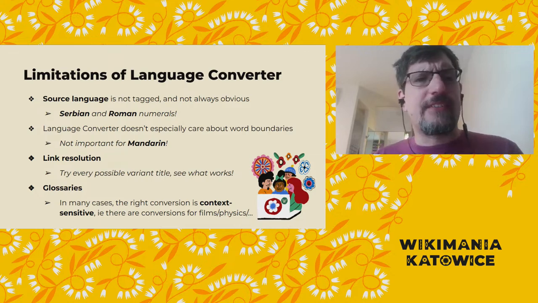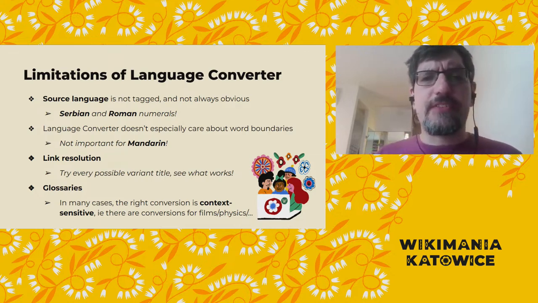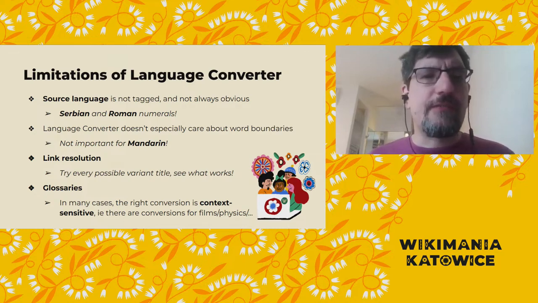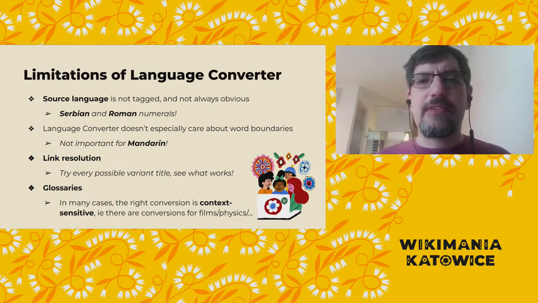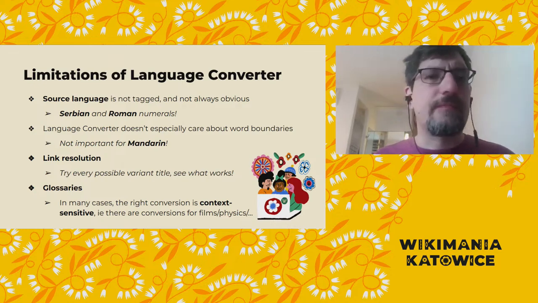And finally, a glossary is a collection of language converter rules for a specific topic area, which is used extensively on Chinese Wikipedia. This allows conversion rules specific to, say, movies to be included on a page about the latest blockbuster. In some languages, the glossaries needed to convert between variants can be very large. This is handled on Chinese Wikipedia with an elaborate system of templates and gadgets, but it's not currently part of the core language converter. Next slide.